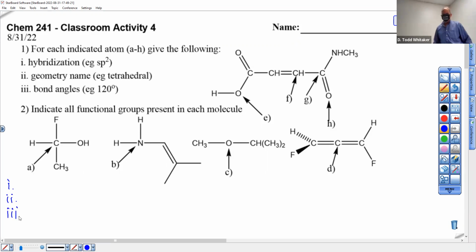And remember what to count to do hybridization. What are the two things you count? Which bonds? Be careful. Only the sigma bonds and the number of lone pairs. So the A is pointing to an atom that has 4 sigma bonds and 0 lone pairs. sp3. Had 4 fingers in the air. I'll just say 4 sigma plus 0 LP.